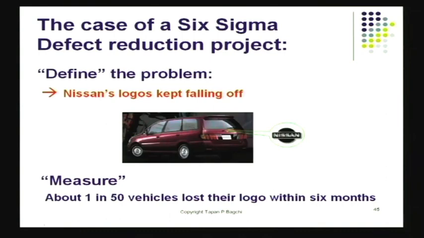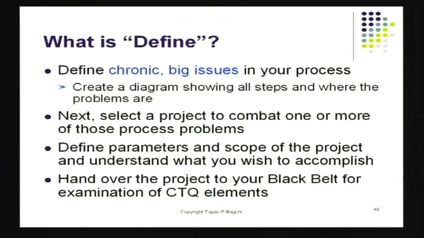Then some measurements were done. How many of these things? Was this a very rare event? It was found that 1 in 50 vehicles would lose their logo. That was the extent to which they could identify the problem.